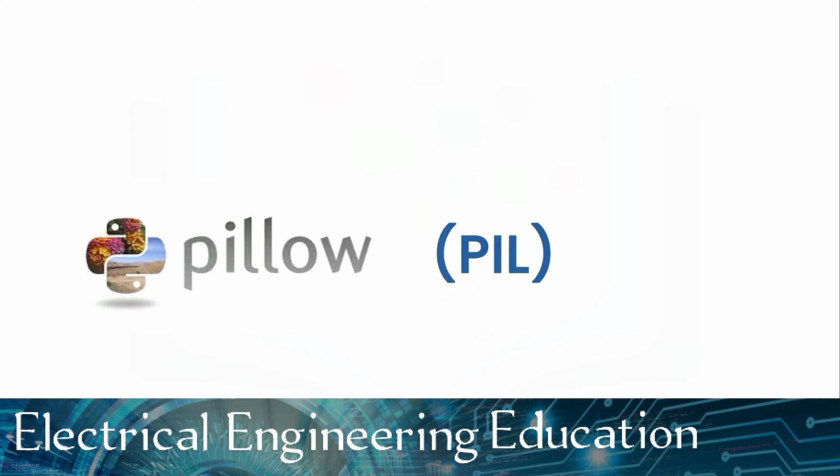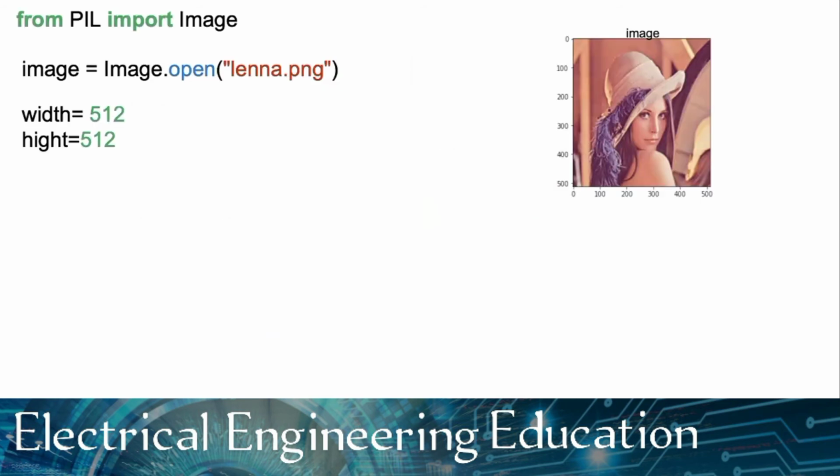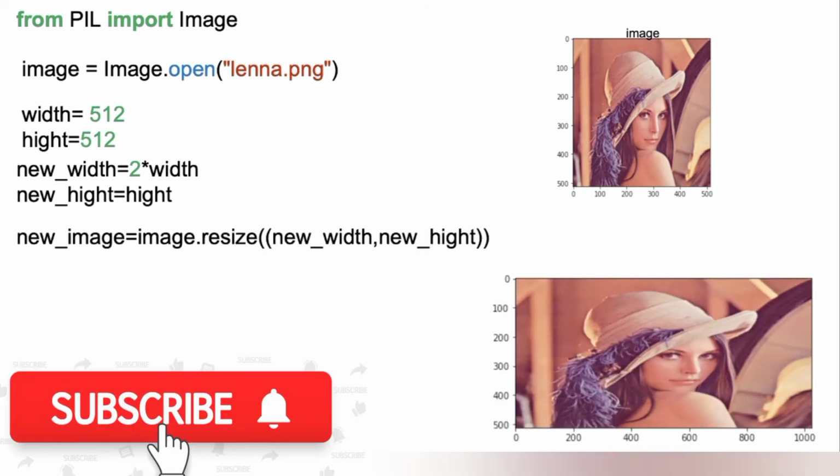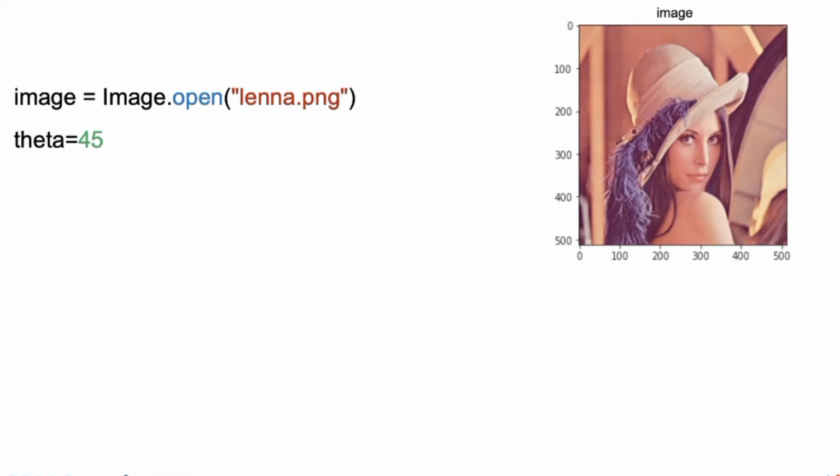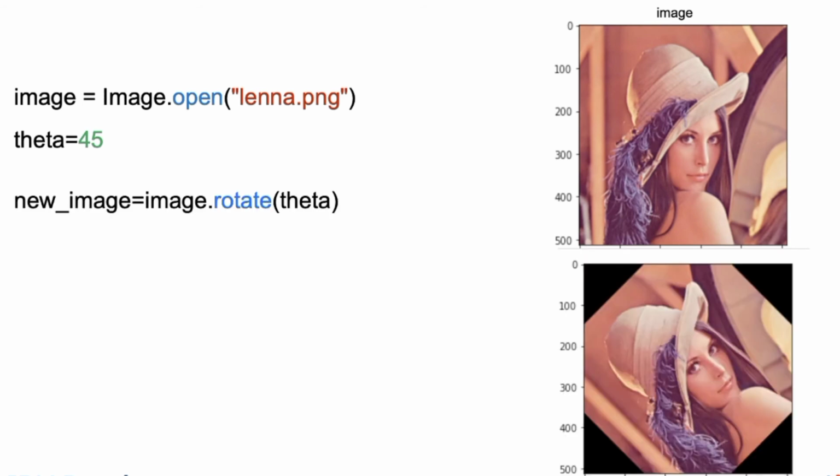Let's try PIL. In PIL, we can scale the image by specifying the integer number of pixels using the method resize. We can double the width of the image. We apply the method resize. The image is twice as wide. You can also shrink the image, but the input must be an integer. We can rotate the image. We use the method rotate. The input is the angle we would like to rotate the image by.